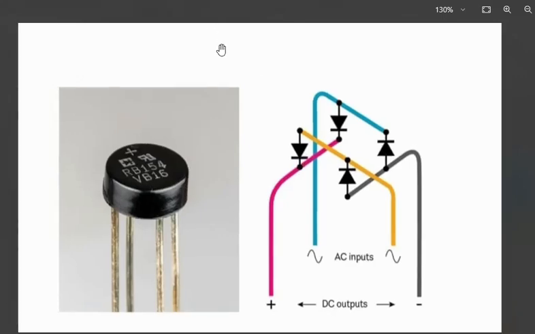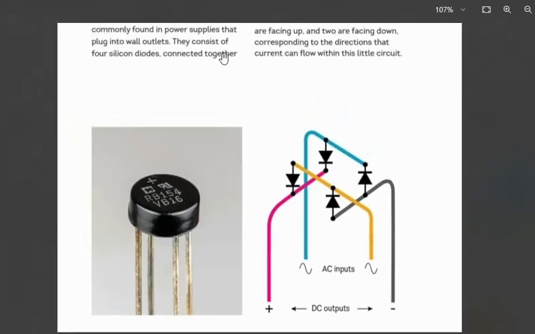And if I talk about where we can find it, rectifier bridges are commonly found in power supplies that plug into wall outlets. They are also used in various other electronic devices that require DC voltage. So, giving examples: audio equipment, computers, industrial equipment. In audio equipment, amplifiers and other audio components often use rectifier bridges to convert AC voltage from the power outlet to DC voltage required for their operation.